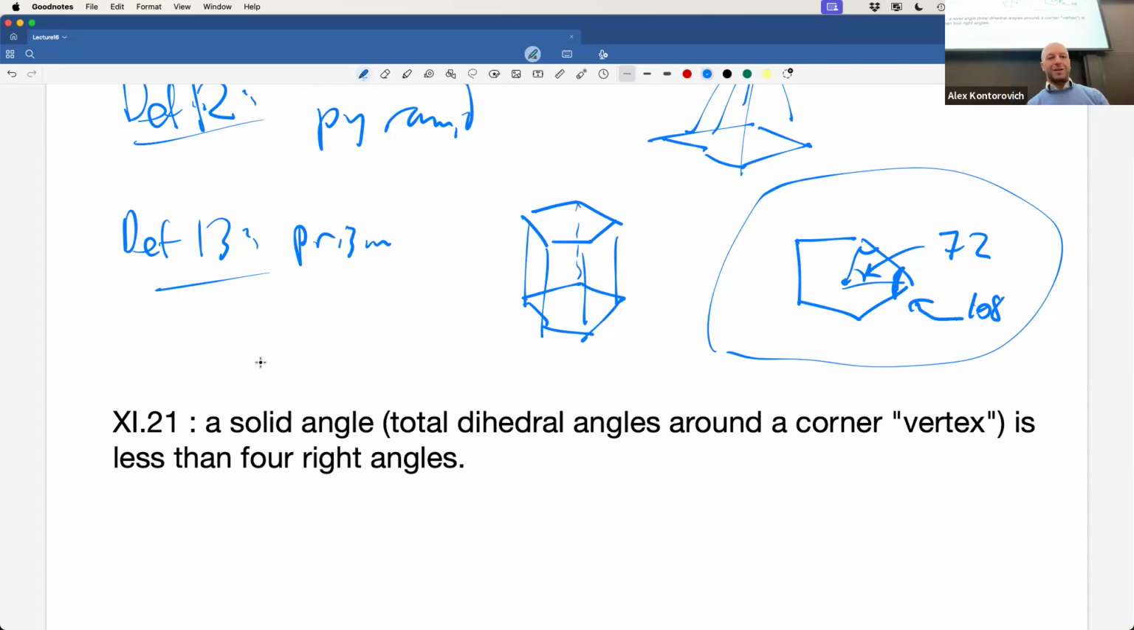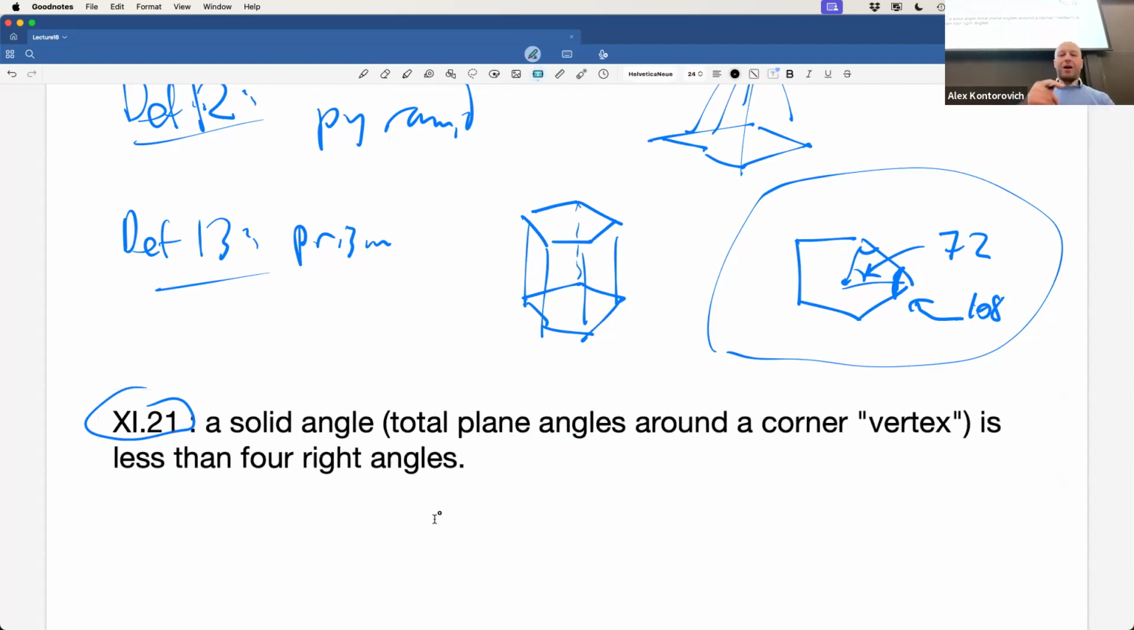So what 11.21 is saying is that the sum of, I guess I shouldn't call them dihedral angles, those are the angles at which two planes meet. Like if you imagine the plane between this pentagon and this triangle, that's the dihedral angle between them. This is the plane angle, the angle in the plane. That's a better way of saying this: the total of the plane angles around a corner, a vertex, is less than 4 right angles.